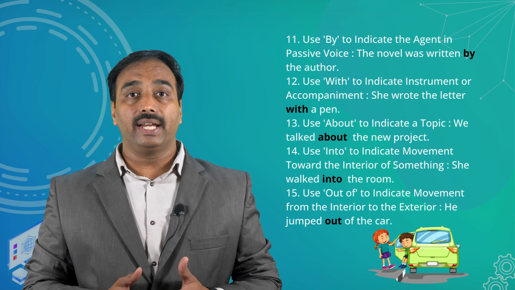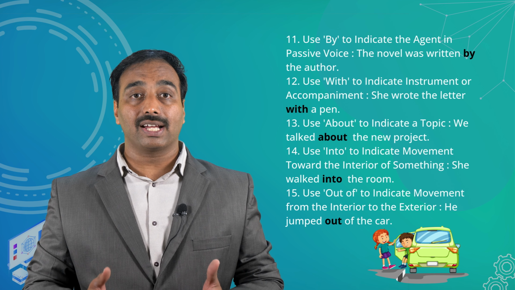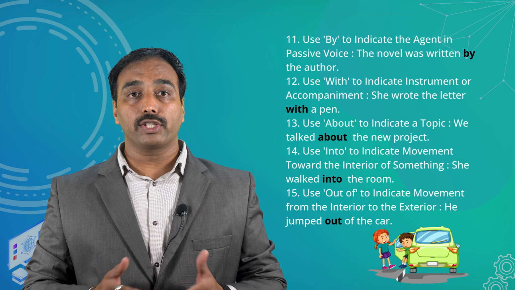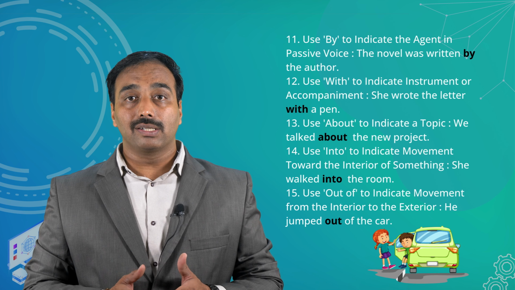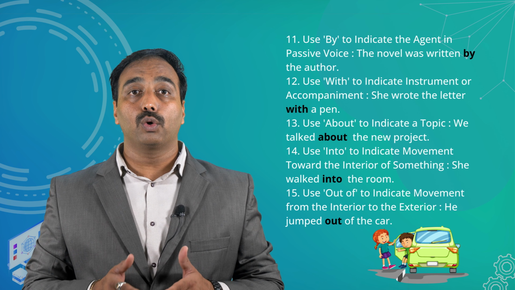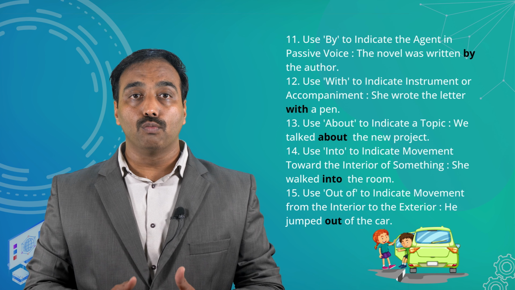Use about to indicate a topic. About introduces the subject of discussion or concern. Example: we talked about the new project. Use into to indicate movement towards the interior of something. Into suggests entering or going inside. Example: she walked into the room.